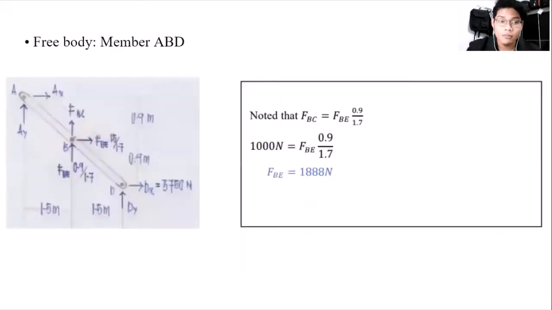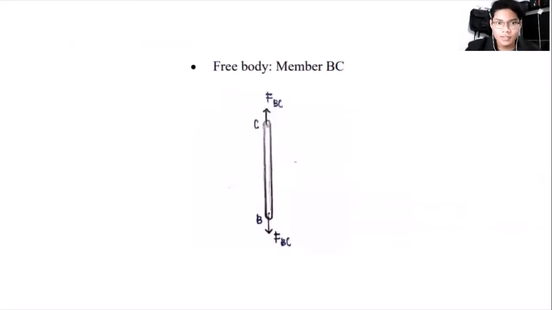So next is the free body diagram for the member ABD. We have to note that force at BC will be equal to force at BE in the ratio of 0.9 over 1.7. By that, we will get force at BE equal to 1888 Newton. Okay, next is the free body diagram for member BC, which, as I have mentioned earlier, we assume that the link is in tension and it will exert equal and opposite force at B and C. That's all from me.